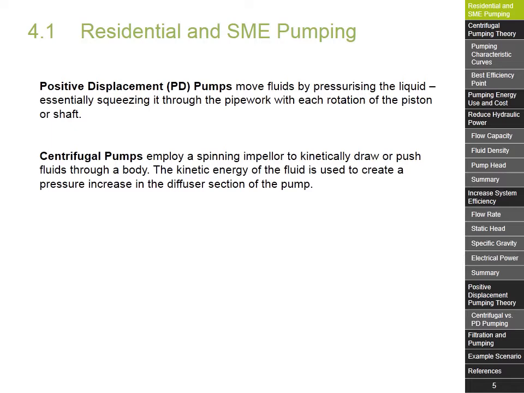Generally, pumps can be classified into two categories: positive displacement and centrifugal, which within themselves have a number of subclassifications. Positive displacement pumps, or PD pumps, move fluids by pressurizing the liquid, essentially squeezing it through the pipework with each rotation of a piston or shaft. Centrifugal pumps employ a spinning impeller to kinetically draw or push fluids through a body. The kinetic energy of the fluid is used to create a pressure increase in the diffuser section of the pump.